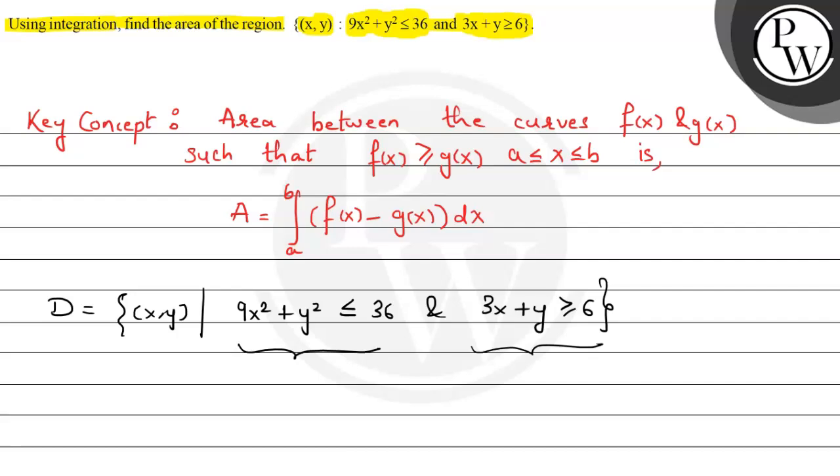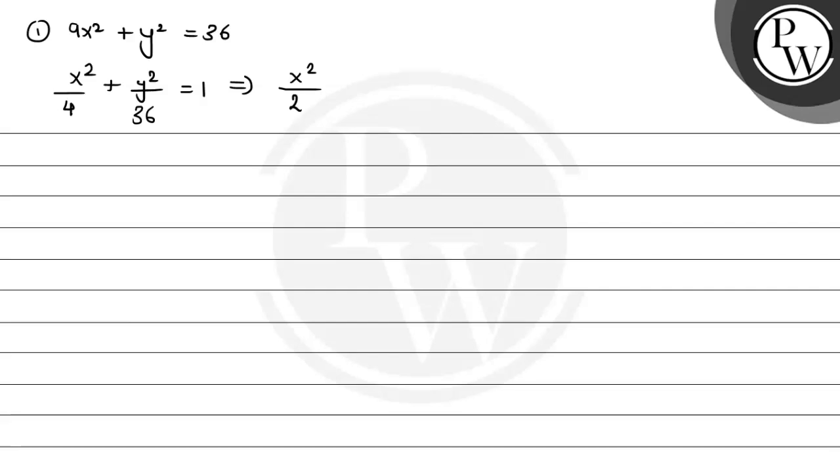Now let's try to draw the graph and mark the region D. So the boundaries we have is, first boundary we have is 9x squared plus y squared is equal to 36. If we divide by 36 throughout, we get x squared by 4 plus y squared by 36 equals 1, and we can rewrite this equation by x square by 2 square plus y square by 6 square equals 1. Now let's try to draw the graph of this curve.